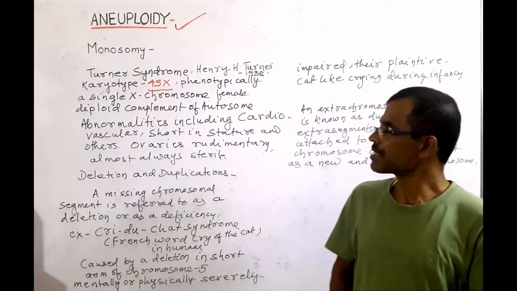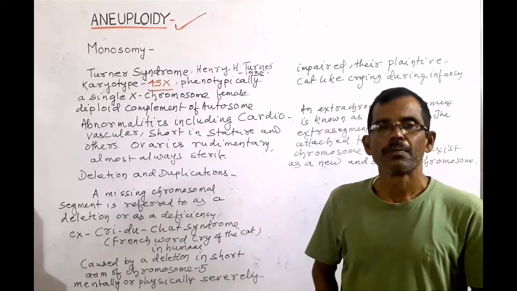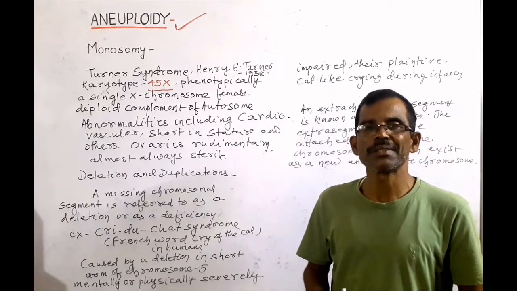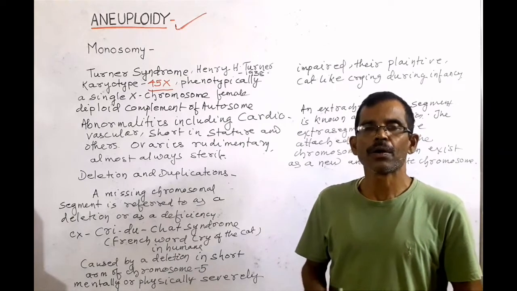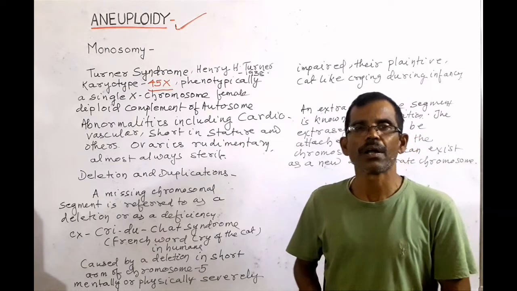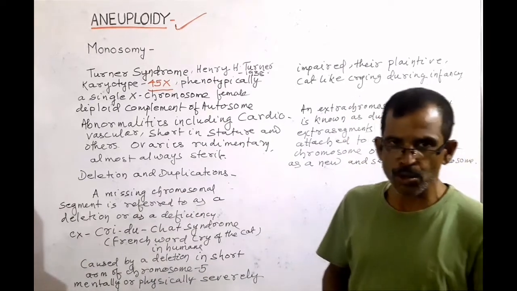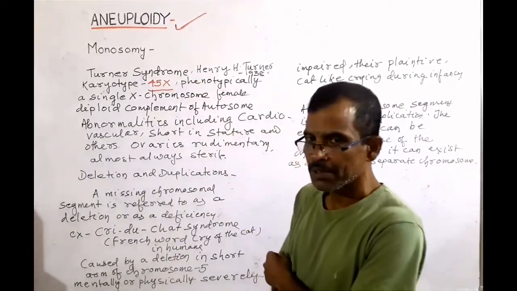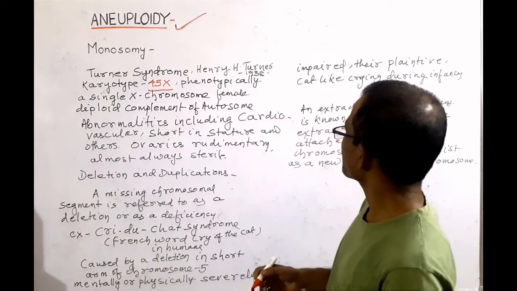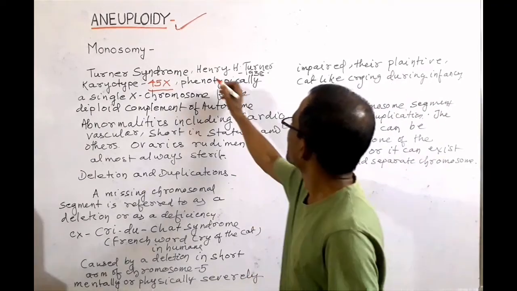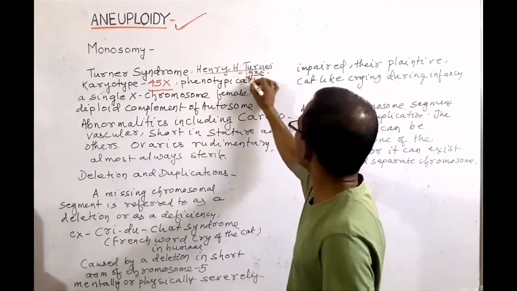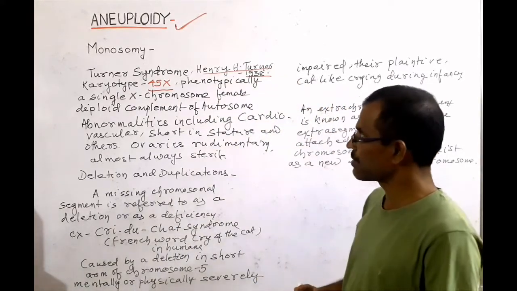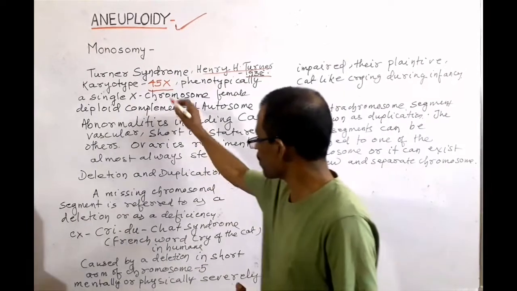Now we shall discuss monosomy. Monosomy is a condition in which a chromosome is missing from an otherwise diploid individual. An example of monosomy in human beings is Turner syndrome. This abnormality was first described by Henry H. Turner in 1938. The karyotype for this particular disorder is 45,X.